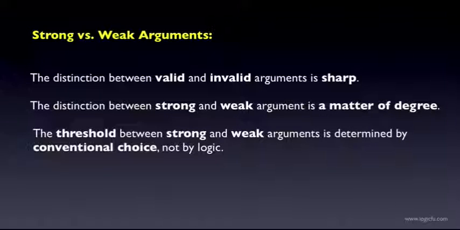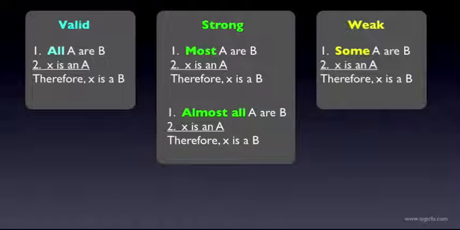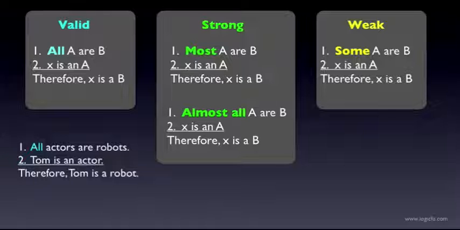But there are some common argument forms that people generally recognize as valid, strong, or weak that are helpful to know. Here are some simple argument forms that are recognized as valid, strong, and weak, respectively. The forms are identical, except for the highlighted words: all A or B, most A or B, almost all A or B, some A or B. An example of a valid argument of this form is, all actors are robots. Tom is an actor, therefore Tom is a robot. We've seen this one before.